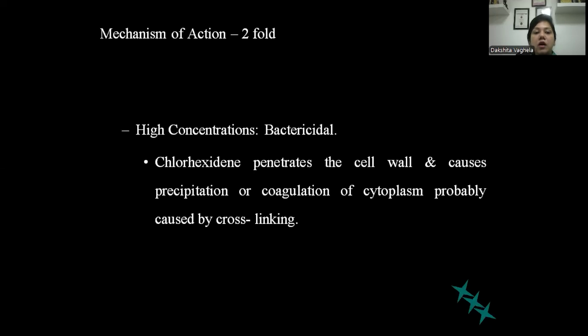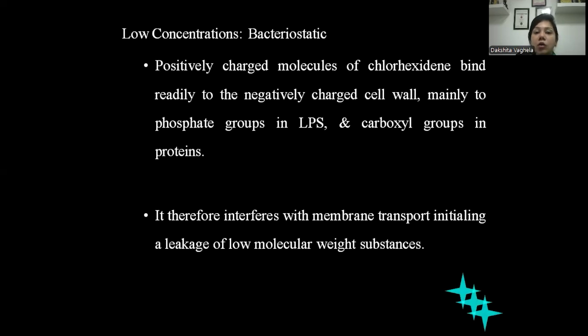So we have the high concentration, that is 2%, which is bactericidal. The chlorhexidine penetrates the cell wall and causes precipitation or coagulation of the cytoplasm, and this occurs by cross-linking. Then at the lower concentration, 0.2%, it is bacteriostatic. The positively charged molecules of chlorhexidine bind readily to the negatively charged cell wall, mainly to the phosphate groups and carboxyl groups in the proteins.